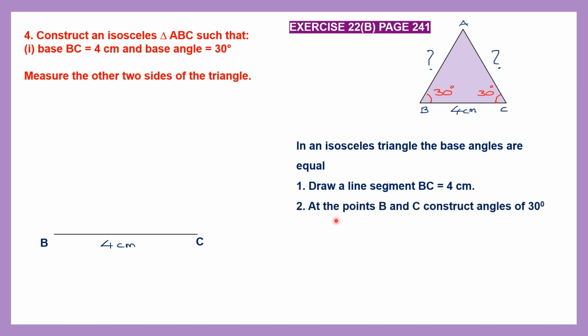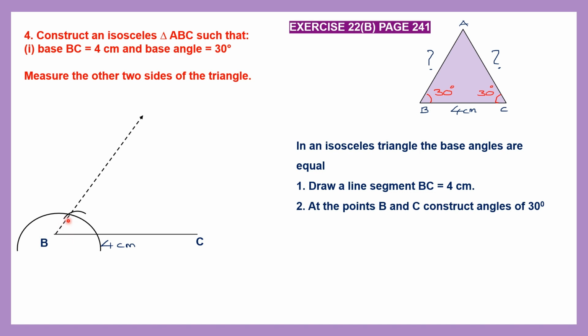Next step, at the points B and C, construct angles of 30 degrees. At the point B, construct an angle of 30 degrees. At the point C, construct an angle of 30 degrees because base angles are equal. Now when you have to construct 30 degrees, remember, first you must construct 60 degrees. Then you have to bisect that 60 degrees and then you get 30. So let's begin. At B, we're drawing an arc. Now from this point, draw one more arc which cuts the main arc. Now this first arc is always 60 degrees. So we will draw a line through it. So now we have 60 degrees.